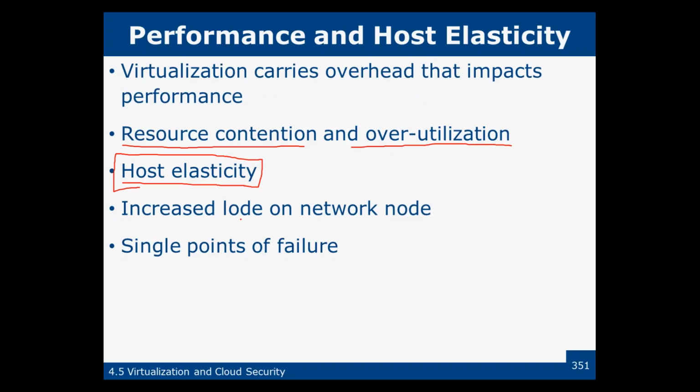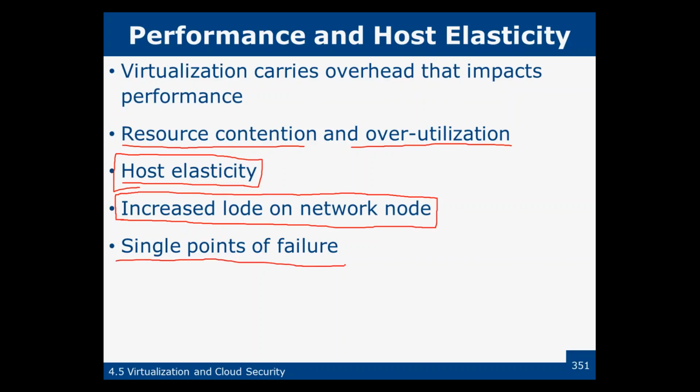We may have increased load on the network node. It may become an issue because we have one physical NIC. Typically, you can have more if you want, and you can then connect the different machines to the different access points. Single points of failure, talked about that. If a virtualization server goes down, you just lost a whole bunch of computers, access to the computers. It doesn't necessarily mean that they've gone away, but you have to do something to recover from that.